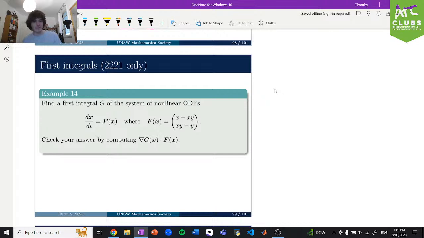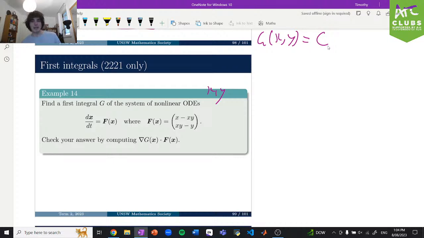Find a first integral g of the system of nonlinear ODEs dx/dt is equal to f of x, where f of x is equal to (x minus xy, xy minus y). Check your answer by computing the gradient of g of x, y, times f of x. Okay, so essentially what we want to do is find some function g of x, y equal to c.